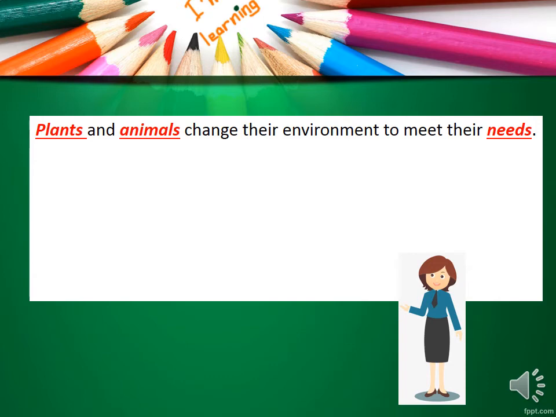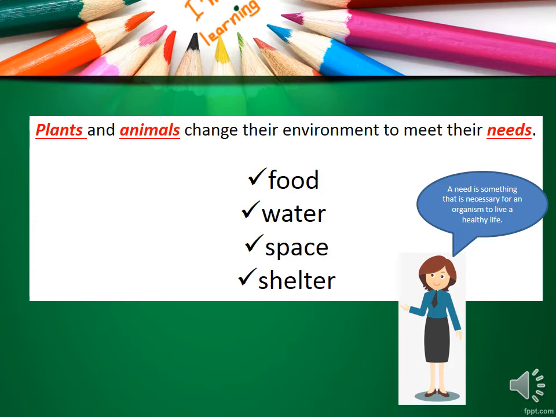Plants and animals change their environment to meet their needs. A need is something that is necessary for an organism to live a healthy life. A beaver changes its environment for its needs. It needs food, water, space, and shelter.